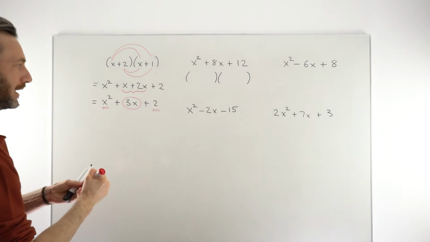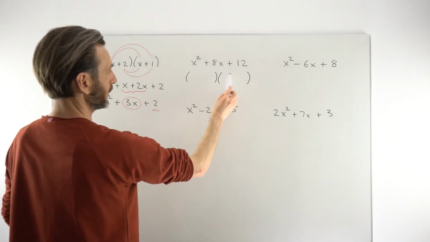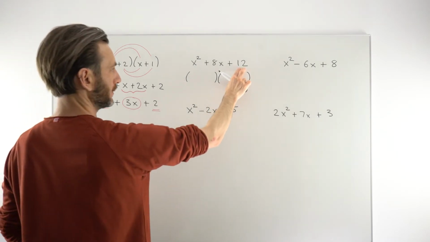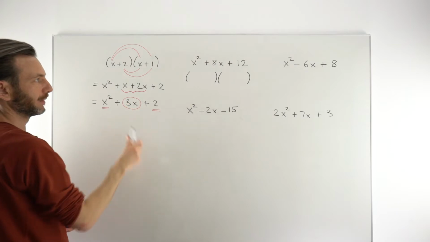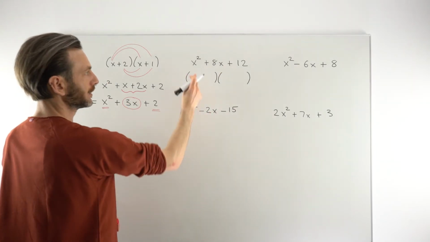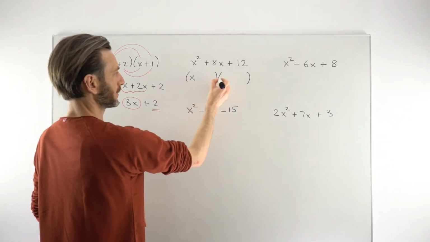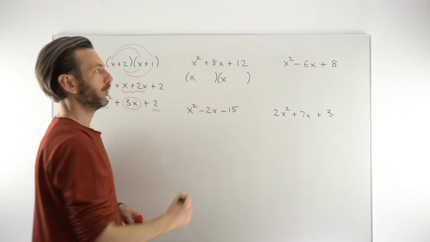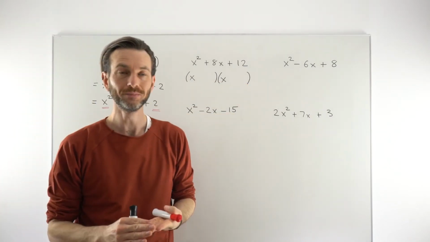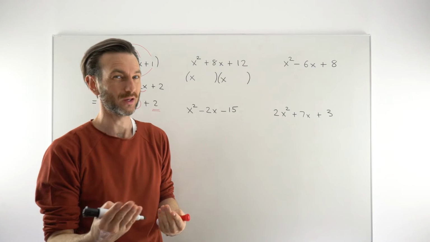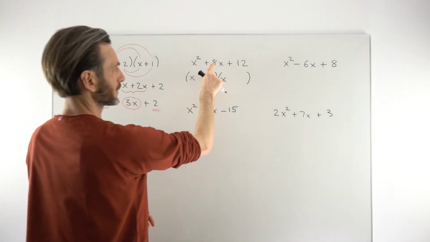A good way to think about it is that the two numbers you put in the end part of your bracket have got to times together to make this number, and they've got to combine together like we did here to make this middle number. So switching it over here, to make an x squared, the only way we can make an x squared is by an x and an x. To make a 12, whatever number goes here and here, it could be a 12 and a 1, it could be a 4 and a 3, or it could be a 6 and a 2, but the key is that the combination needs to give us 8.